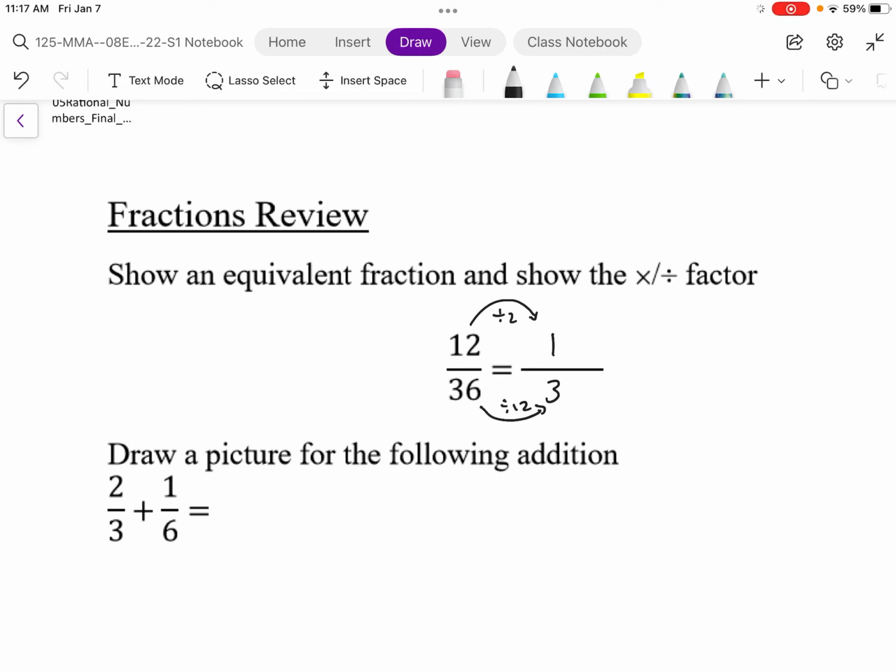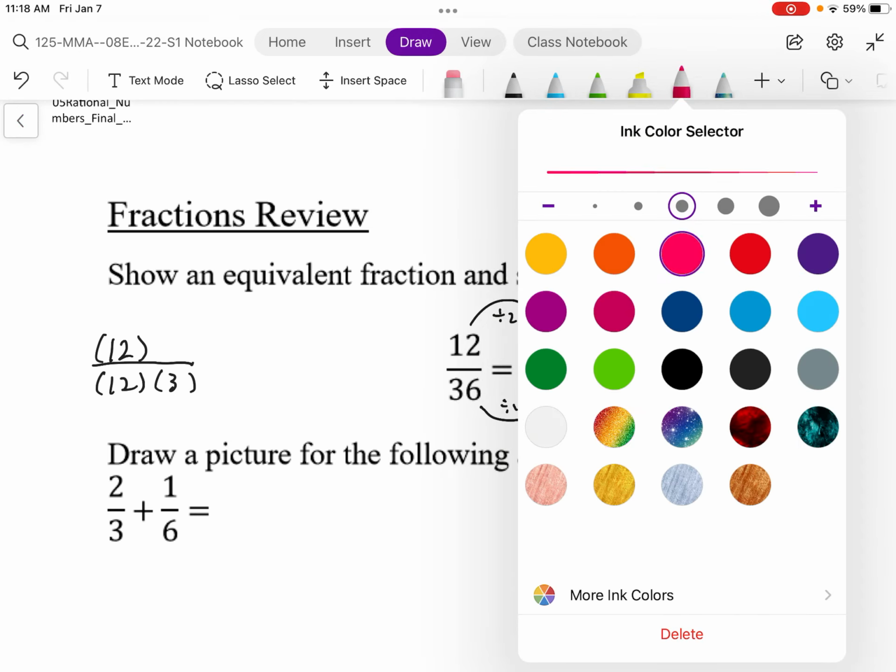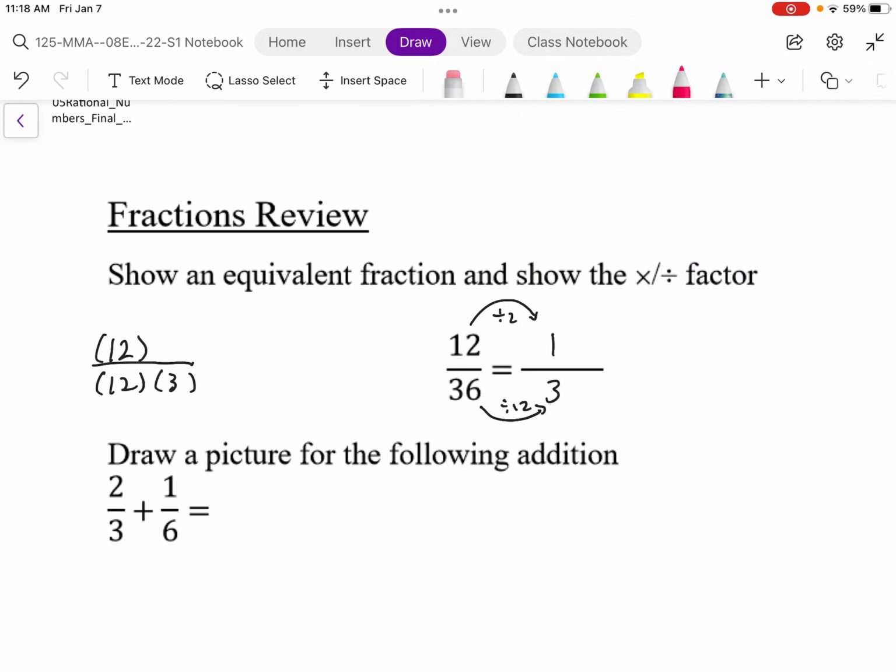We can also show the same thing by showing the factored form of the numerator and denominator. And we know that if we have a times 12 on top and a times 12 on bottom, we can cancel those out. And when we cancel, we're left with 1, and we end up with 1 over 3.